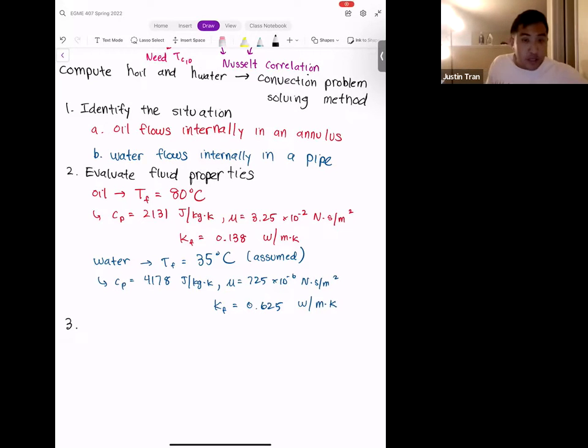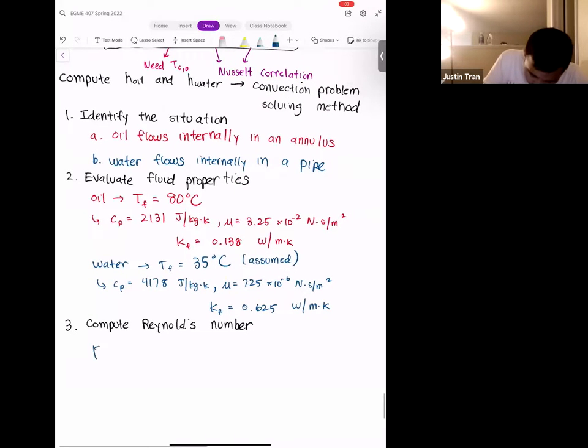All right, so now let's do step 3, which is to compute the Reynolds number. Let's do it for the water first, because that one's a bit easier, since we've done flow in a cylinder before. So I'm kind of reversing the order a little bit here. For the water, the Reynolds number based on the diameter is equal to rho times the mean velocity times the inner diameter, divided by the viscosity.